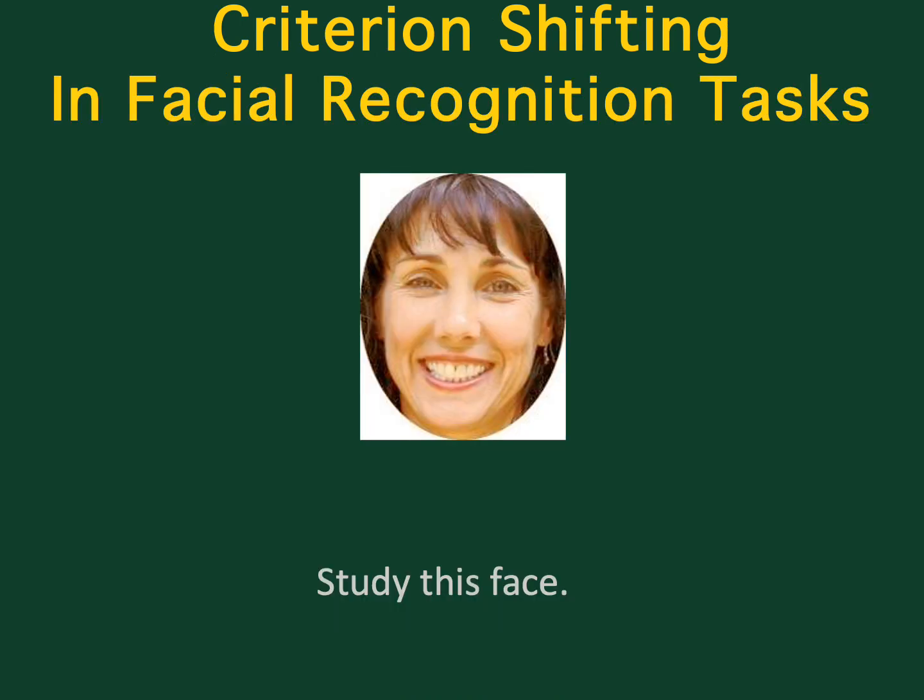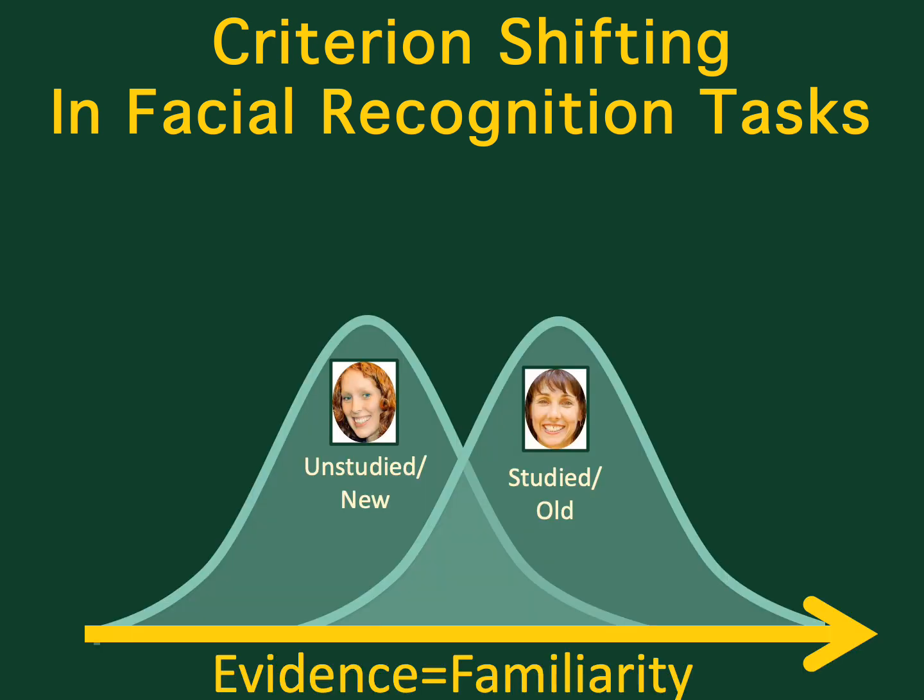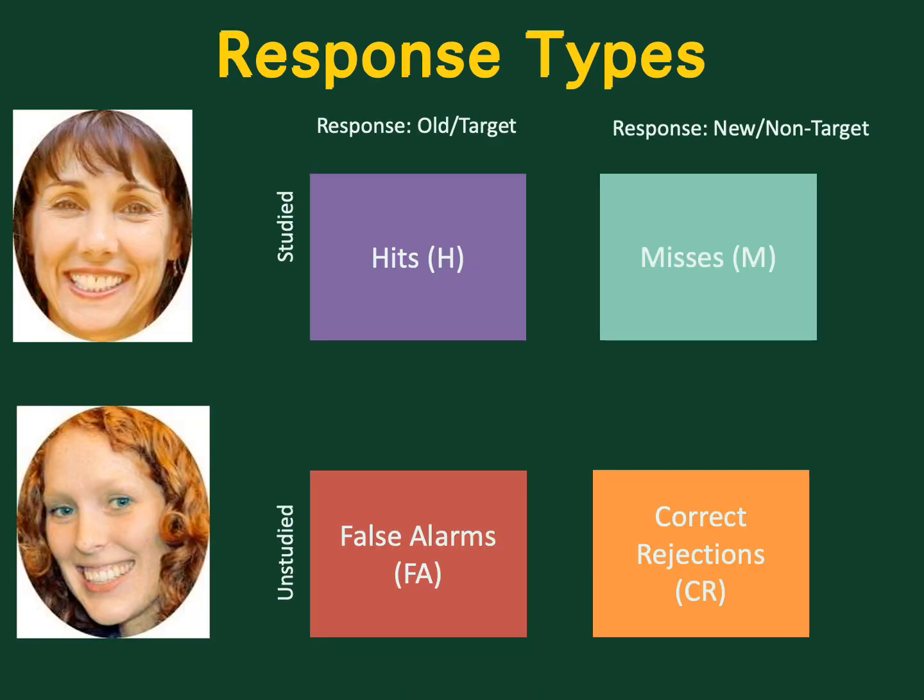For example, in a facial recognition task, we ask participants to study and remember face images, and then to distinguish studied or old faces from unstudied or new faces. In this case, we are asking participants to judge images according to their familiarity. Possible response types include hits, or correctly remembered studied images; misses, or misidentified studied images; correct rejections of unstudied images; or false alarms, unstudied images incorrectly identified as studied.